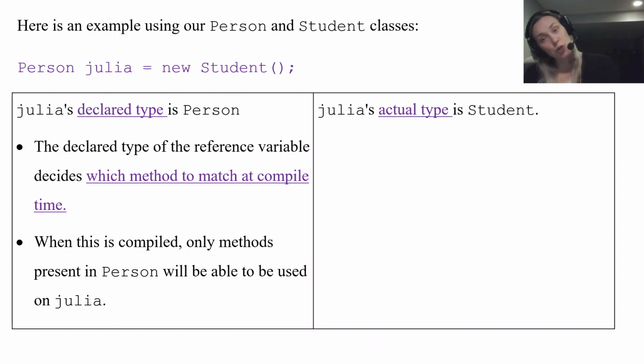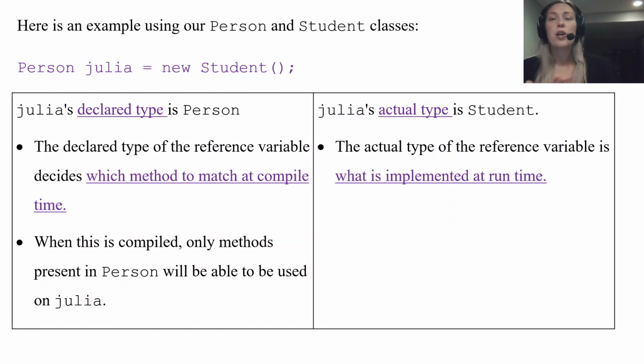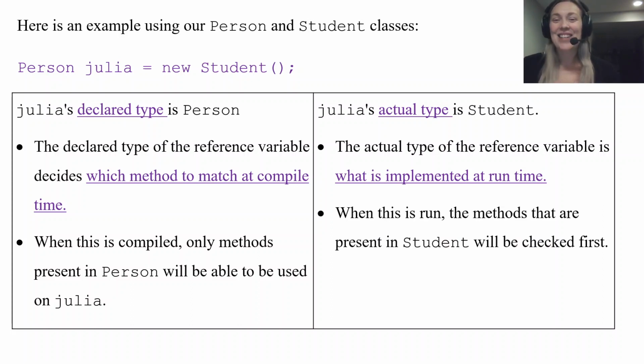Now, Julia's actual type is a student. Julia is created as a student, because we use that new operator and we use the student default constructor, right? So the actual type of the reference is what is implemented at runtime. When this is run, the methods that are present in student will actually be checked first, and those will be run before it moves up the inheritance hierarchy.